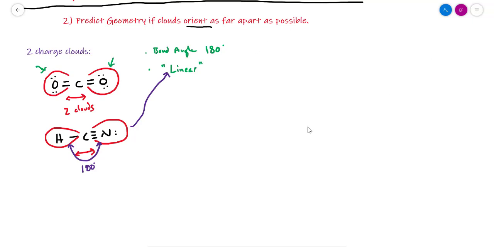So two charge clouds, that's as simple as it gets. We have a nice linear molecular geometry. So with three charge clouds, we actually have two different subcategories of molecular geometry that you could obtain depending on the specific structure. So the simplest one here would be the formaldehyde molecule.